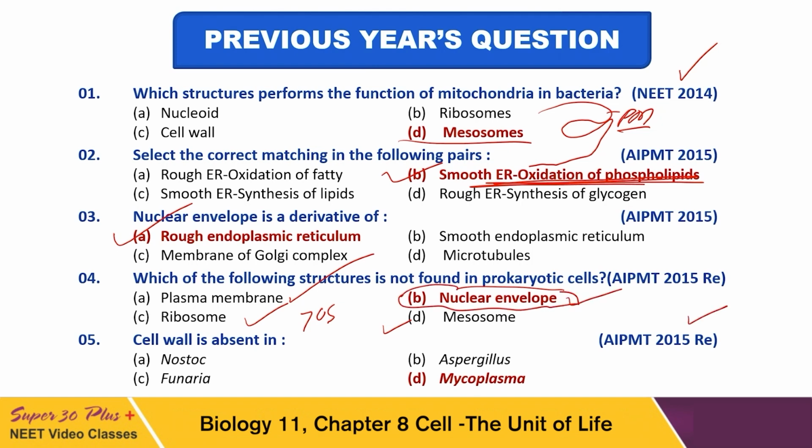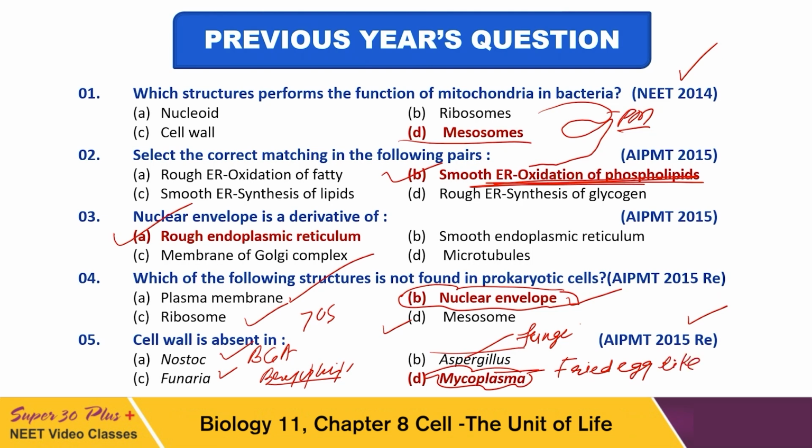Come to this next, that is in 2015. Cell wall is absent in which one? Nostoc has it because this is blue-green algae. Funaria is a bryophyte, and cell wall is present. Aspergillus is a fungus, and a chitinous cell wall is present. But Mycoplasma is a bacterium without a cell wall. That's why its colony appears fried egg-like. That's why it is also known as the jokers of the plant kingdom. It keeps on changing its shape.